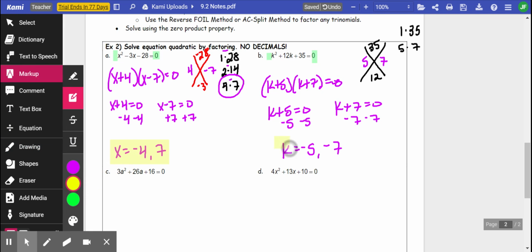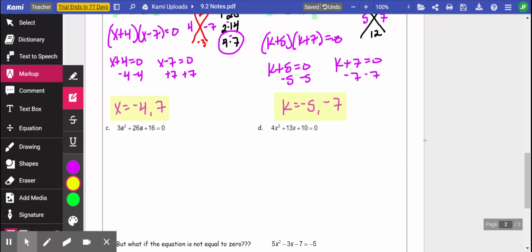Okay, again, you can check that by plugging them back into the original equation to see if you actually get 0 for an answer.